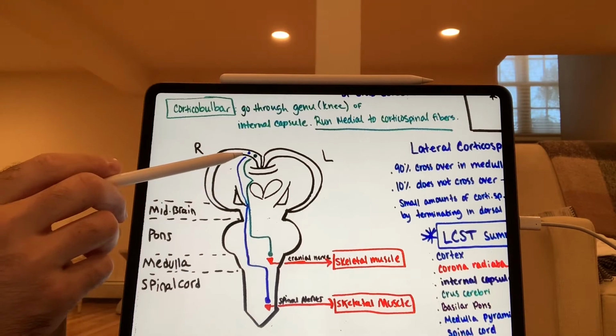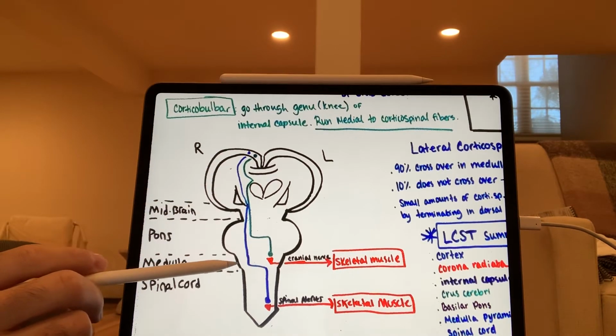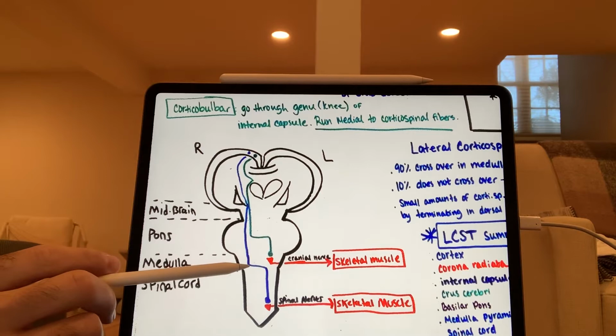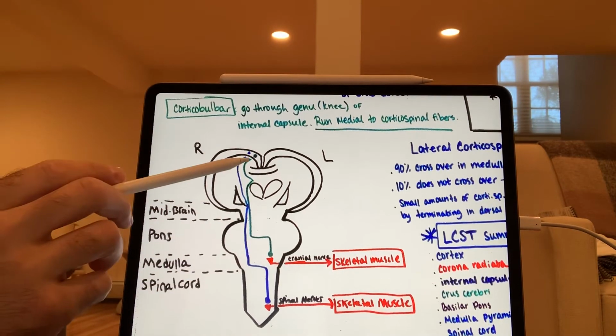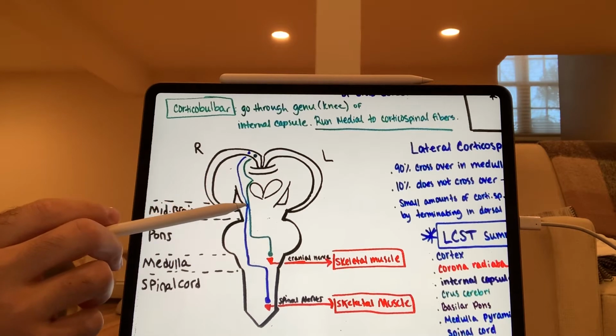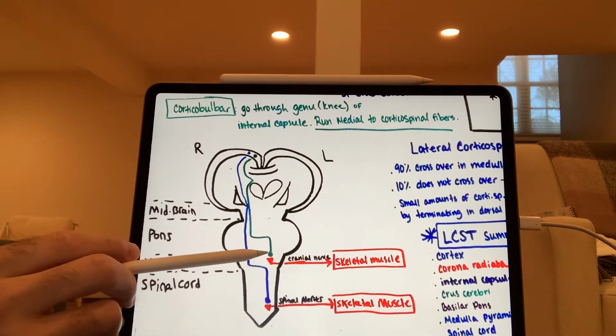So here's your initial corticospinal tract in blue, which is going to cross over at the level of the medulla. It'll have a decussation, crossing over at the medulla. And then you have the corticobulbar tract, which is going to come down more medially than the corticospinal. And again, it's going to cross over. However, this one crosses over at the level of the pons.